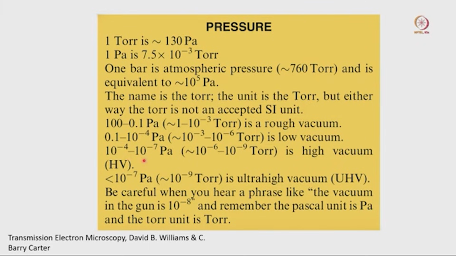Now, near the gun area we need a high vacuum, and that is depending on 10 to the power minus 4 to 10 to the power minus 7 Pascal. That means 10 to the power minus 6 to 10 to the power minus 9 torr. So, generally for an ultra high vacuum microscope we are using 10 to the power minus 7 Pascal, generally the 10 to the power minus 6 to 10 to the power minus 7 zone is good enough, and additionally, as I mentioned, the vacuum in the gun area is 10 to the power minus 8. Because the gun is a very sensitive and very expensive component of the electron microscope, it is better to protect that area properly.